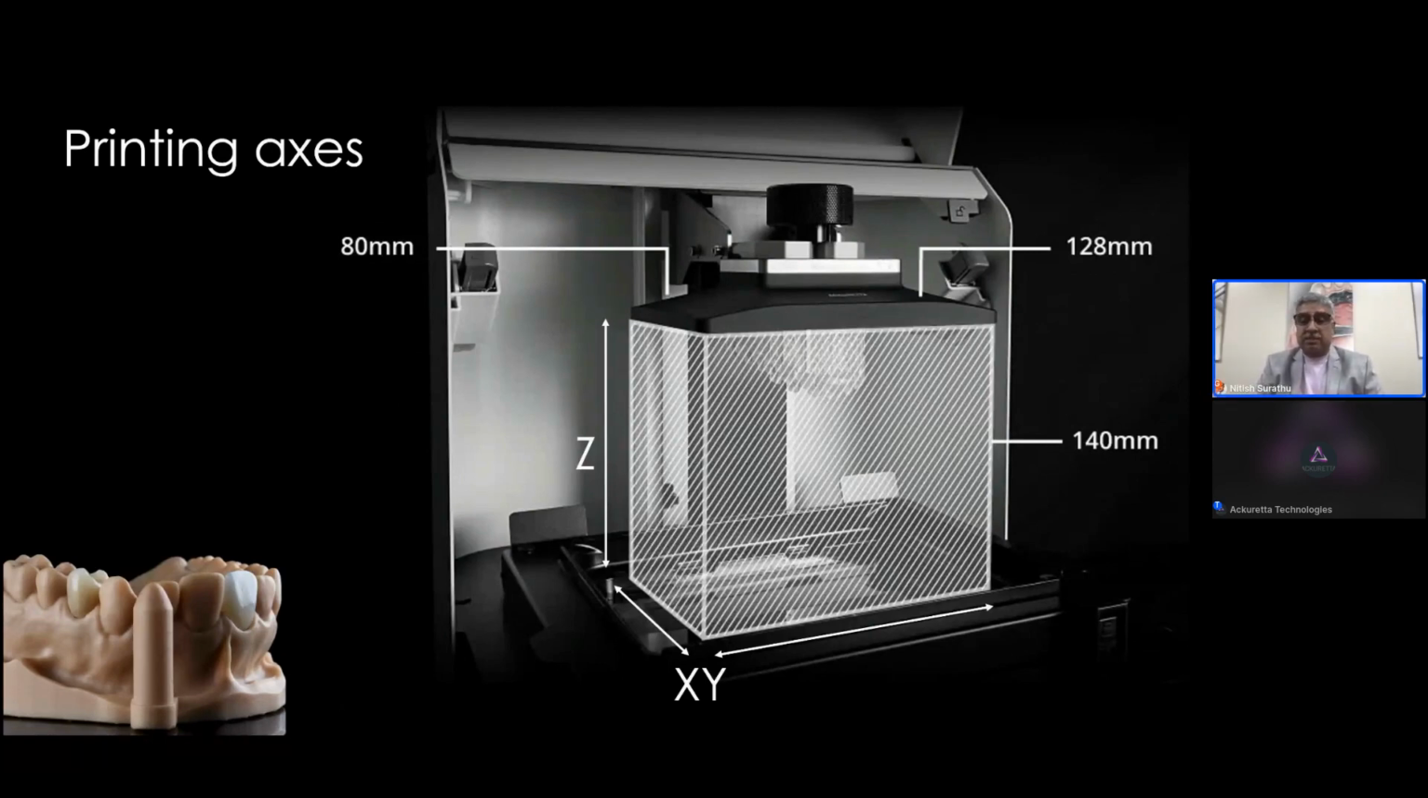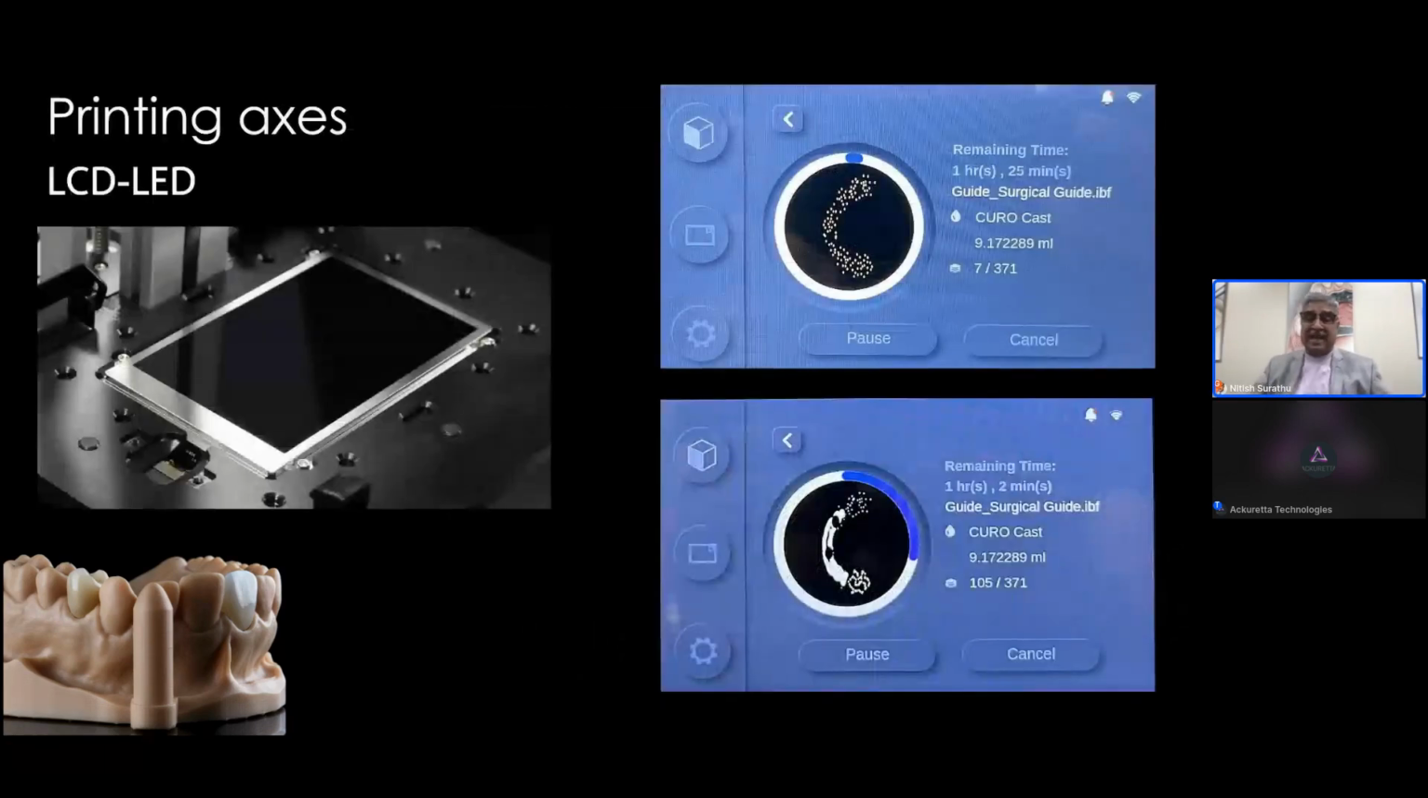The size of the build platform of the vat of the Sol is about 128 by 80 mils, and that gives you a rough idea of what you can fit in terms of that size of platform. But hopefully you've got a good understanding of what we mean by printing axis.